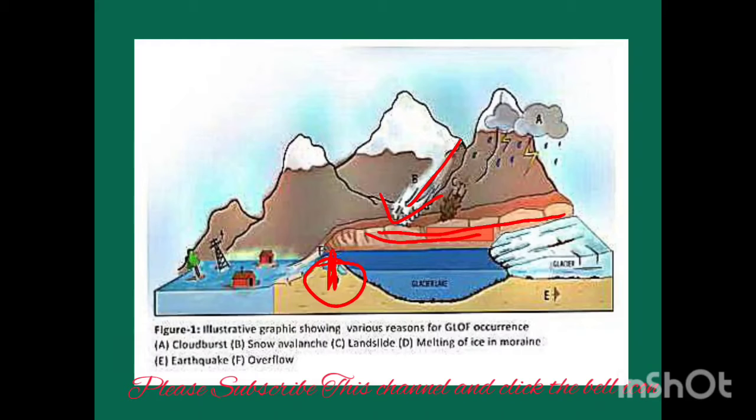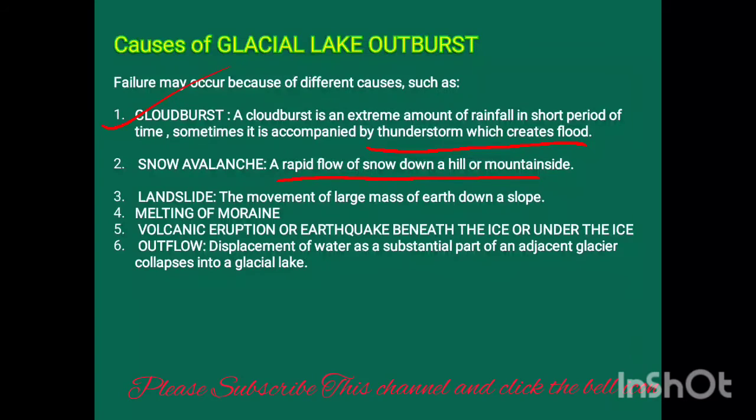Volcanic activity or earthquakes can also occur beneath the earth's surface or beneath the glacier. And for these reasons glacial lake outburst floods are formed. So what are the main causes? Cloudburst, snow avalanches, landslide, melting of moraine, volcanic eruption or earthquake, and outflow. And these happen in sequential order. If a cloudburst occurs, snow avalanches and landslides might occur, and after the landslide, the debris are deposited in front of the lake as well as the side of the lake, and the lateral moraine and moraine dams are formed. The melting ice is deposited there, and the glacial lake forms.